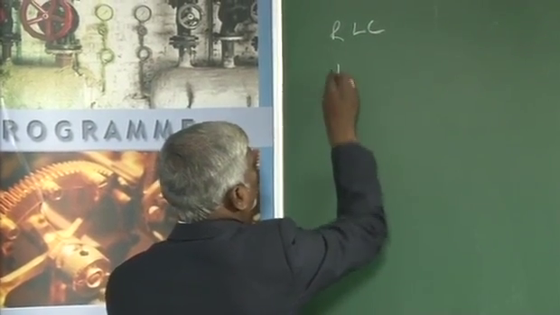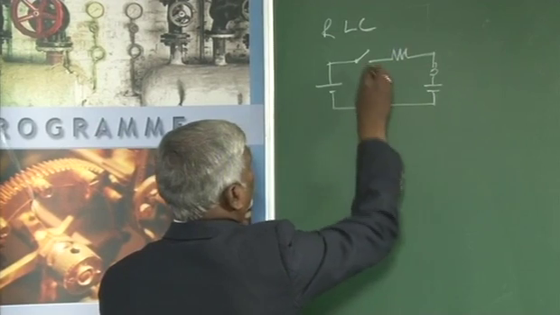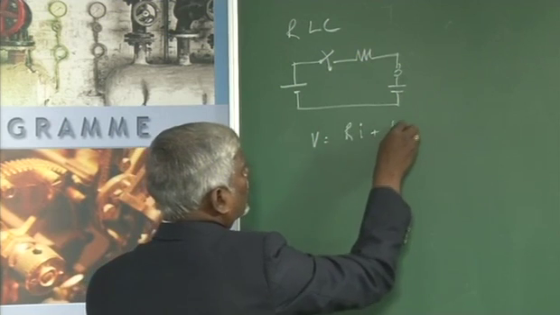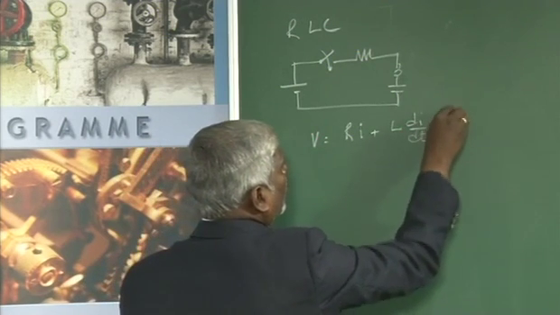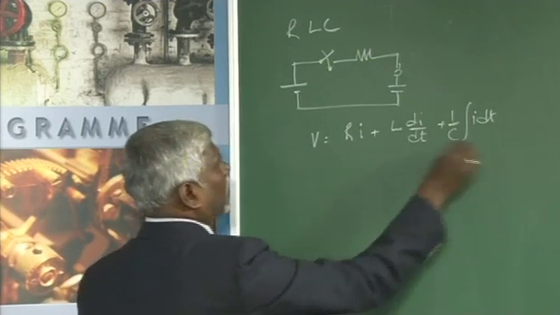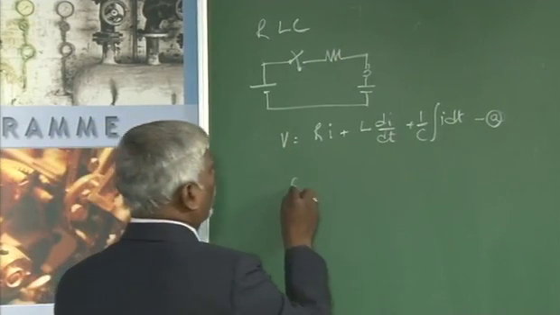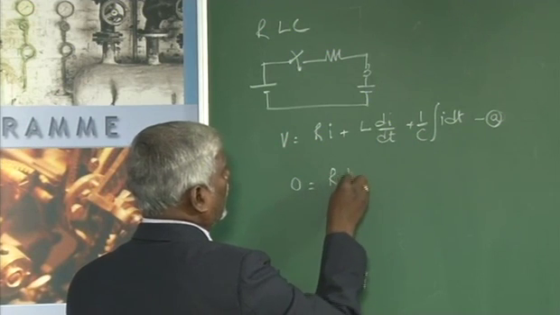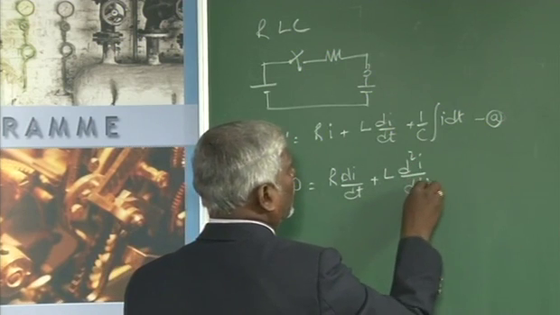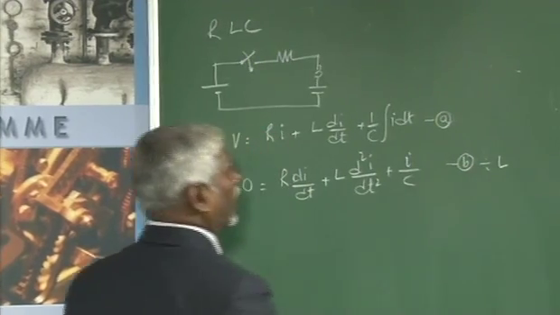For the series R, L and C circuit, which is closed, V equals R into I plus L di by dt plus 1 by C integral I dt. To get this to the standard form, I will differentiate this equation. Differentiating gives R di by dt plus L d squared I by dt squared plus I by C. Call this equation B, and divide it by L to get it in the standard form.